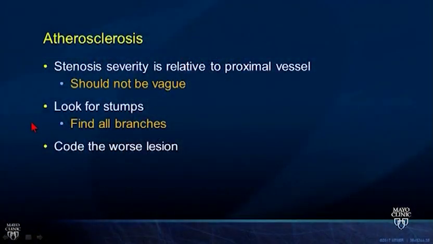Also, make sure you look for stumps, arteries that just end right at the beginning, because those can be missed. And make sure you look for all the branches that you expect to see, particularly if there's a part of the myocardium that is not getting perfused on the angiogram. And code the most severe lesion. So if you have a 20% and a 70% or 80% stenosis, you're going to code severe stenosis in the LAD. You're not going to code the 20% stenosis.